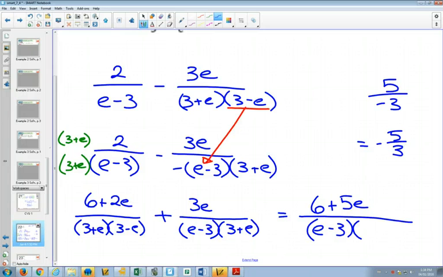Do you like writing it 3 plus e? Can I write it as e plus 3? Would that be the same or would that be different? It would be the same. Because adding, the order doesn't matter. Subtracting, it would matter which one is which. Right? Because 2 plus 5 is the same as 5 plus 2, but 2 minus 5 is not the same as 5 minus 2.